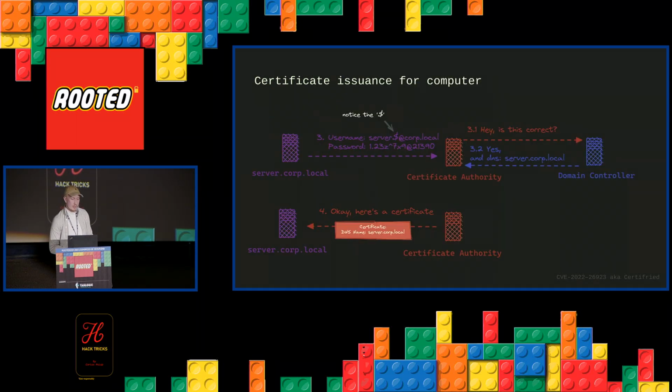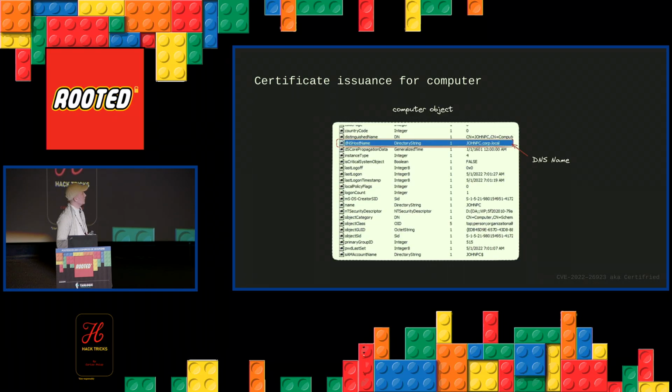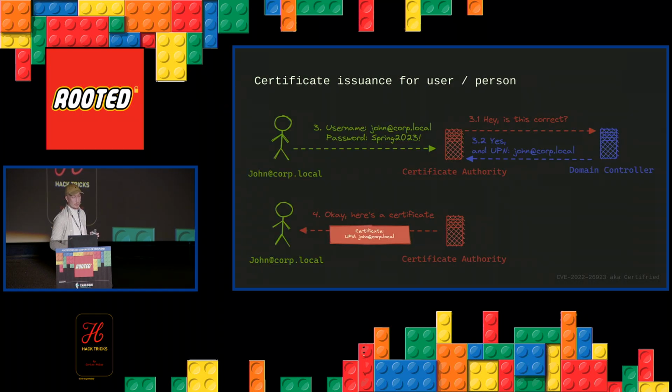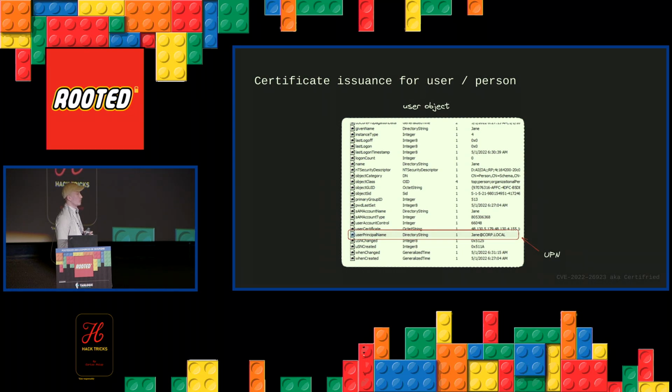And that is why when we want a certificate for a computer, we get the DNS name, which comes from this attribute. And when we do it for a user or person, we get a UPN, which comes from this attribute. So that is why we see two different ways of doing it. So why they're not using the logon name, I don't really know, because they both have a logon name.